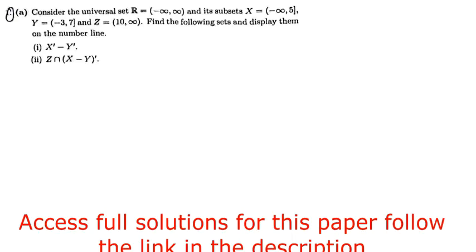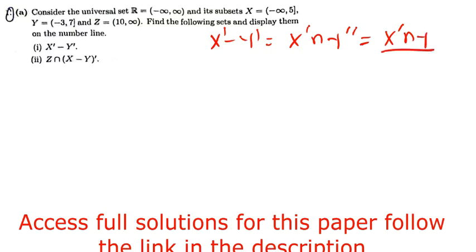Find the following sets and display them on the number line. So it is okay for us first to display them on the number line, then it's going to give us the set. So the first question which you have, we can clearly see that it's telling us x complement minus y complement. We know that when there is minus, it's basically the same as intersection. Then we have to put a complement. Now this complement is for the minus. So if you have two complements, complement and complement will cancel. Meaning I've got x complement intersection y. So now I'm trying to find x complement intersection y.